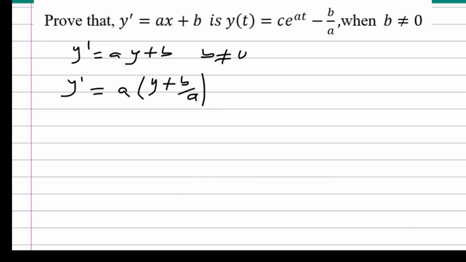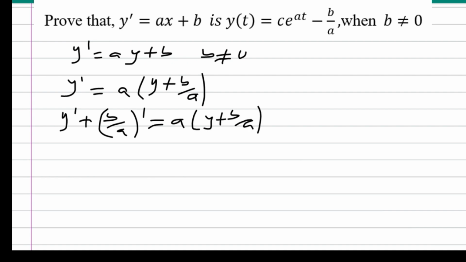Now this is what we have. I can decide to add 0 to the left hand side. Adding 0 means I'm just adding something like b over a all prime is equal to b over a. Now b over a is a constant, so when you differentiate a constant you get 0, so you have added 0 to it. It doesn't make any difference. Now let me factorize the whole thing, and that will give me b over a all prime is equal to a times y plus b over a.